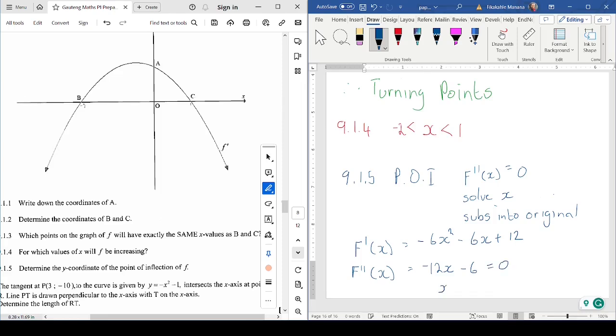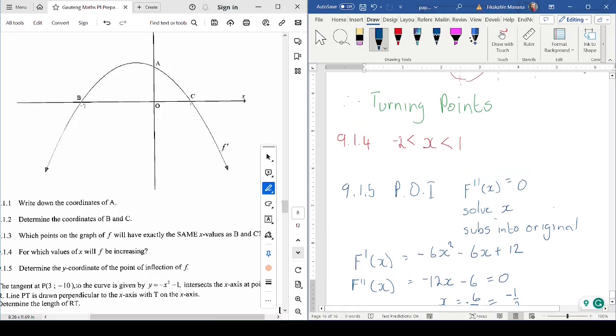We can see here that x is simply going to be, if I take this 6 to the other side, 6, and then if I divide both sides by minus 12, it's going to be 6 over minus 12. The whole thing is going to be negative. So simplify this, x is just minus a half, right?